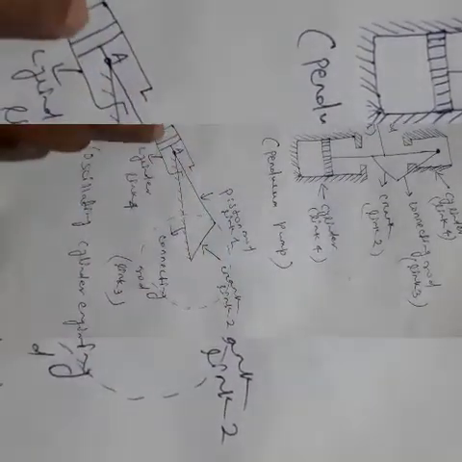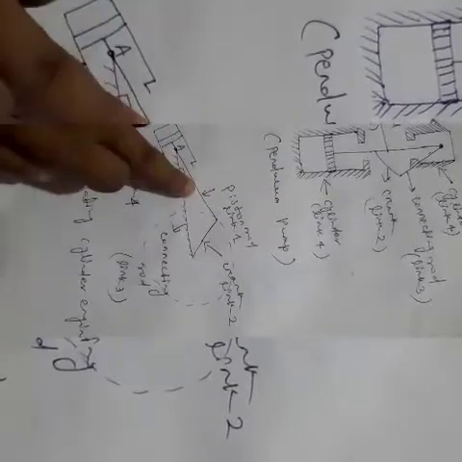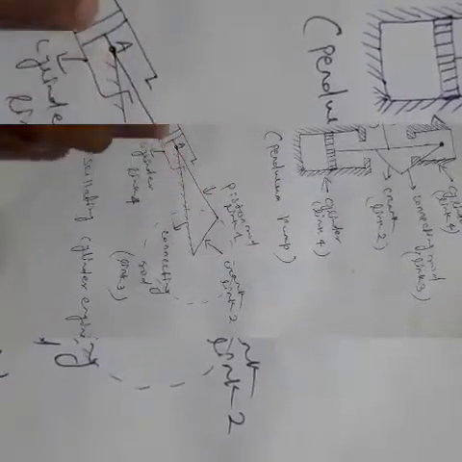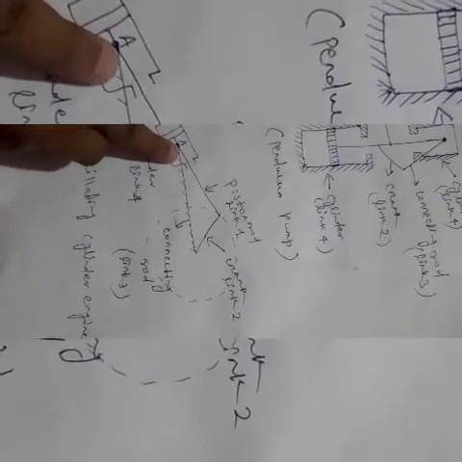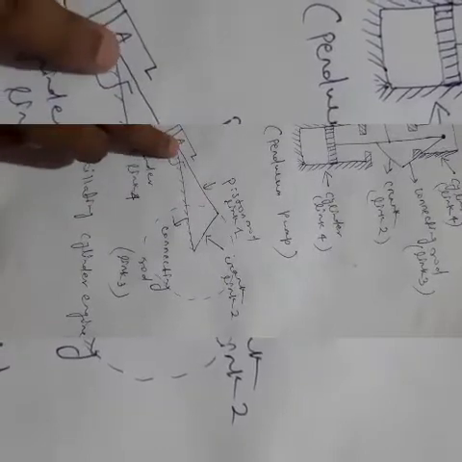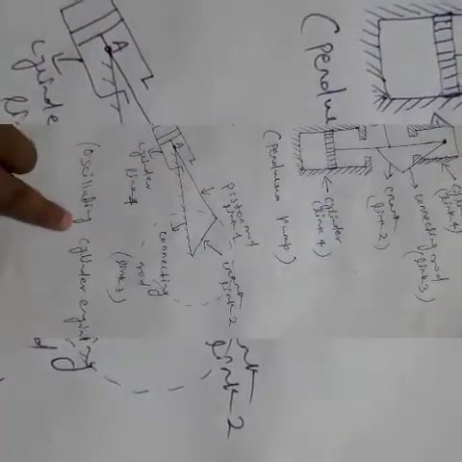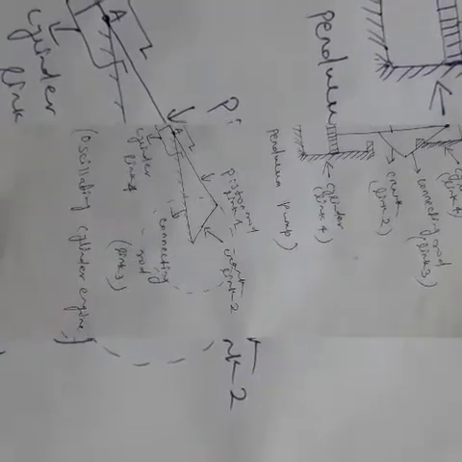Here the cylinder is not fixed, so when the crank rotates, the piston rod will oscillate, so the piston will reciprocate inside the cylinder, and the cylinder, which is not fixed, will also oscillate due to the movement of the piston rod. It will oscillate about the fixed point A. So that's why we call it the oscillating cylinder engine.